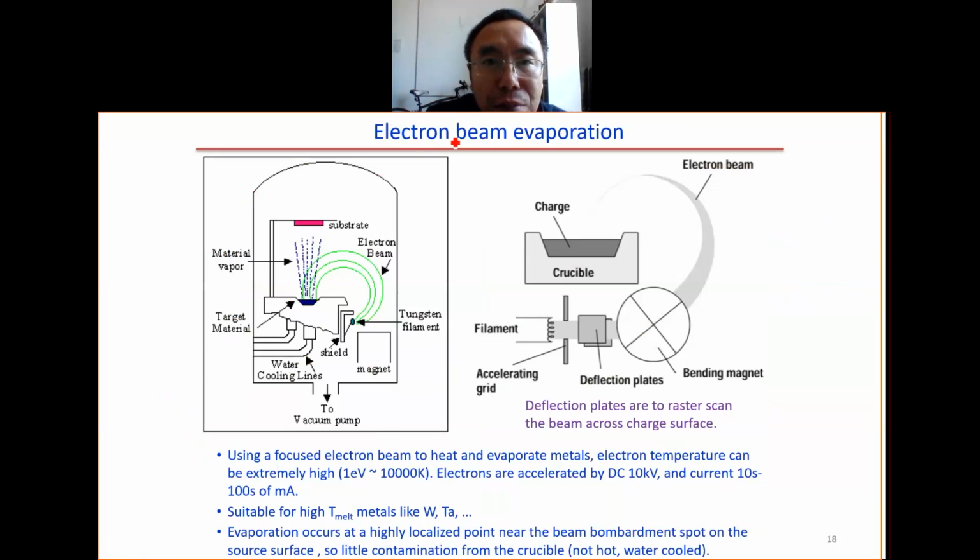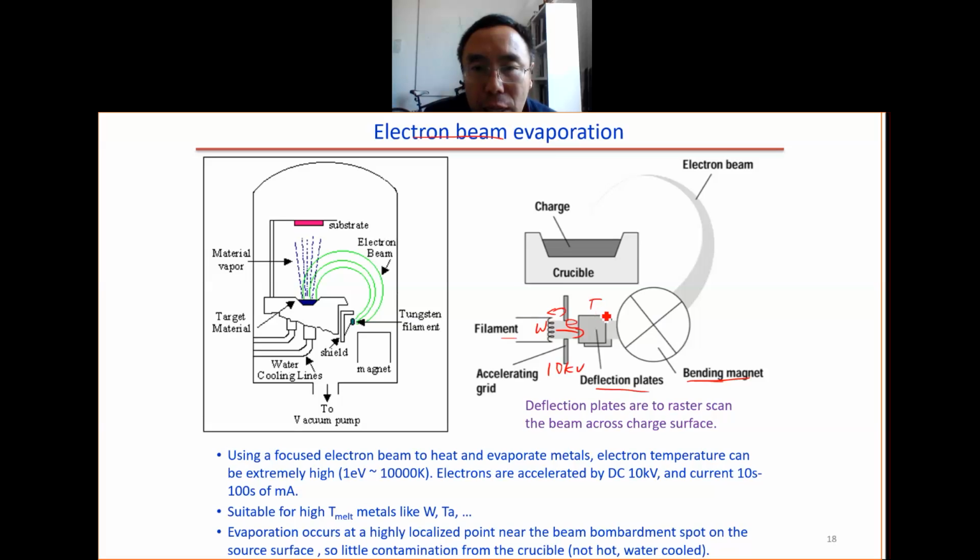Another one is called electron beam evaporation. Here we have the electron beam. We have the tungsten filament, which heats up, and we have an accelerating grid. This gives you about 10 kilovolt, so the voltage here is 10 kilovolt. Then we have electrons emitted. We put in the bending magnet, and here we have the deflection plate.